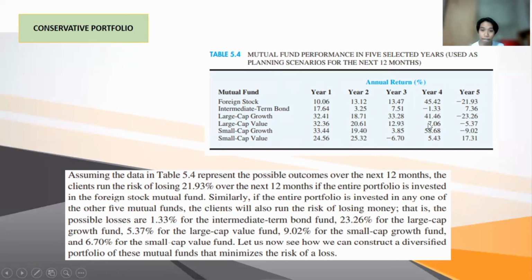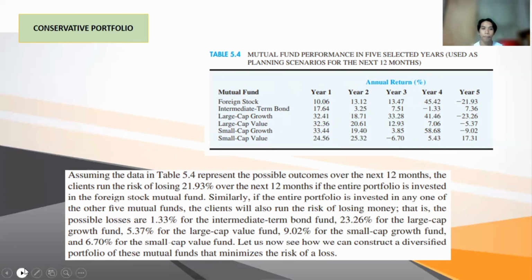Then for the large cap growth fund, the loss you get is 23.26%. Then also for the large cap value fund, the loss is 5.37%. Then for the small cap growth fund, the loss you get is 9.02%. And for the small cap value fund, the loss you get is 6.70%.